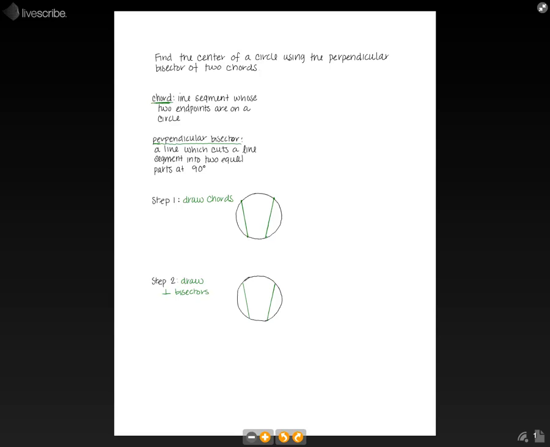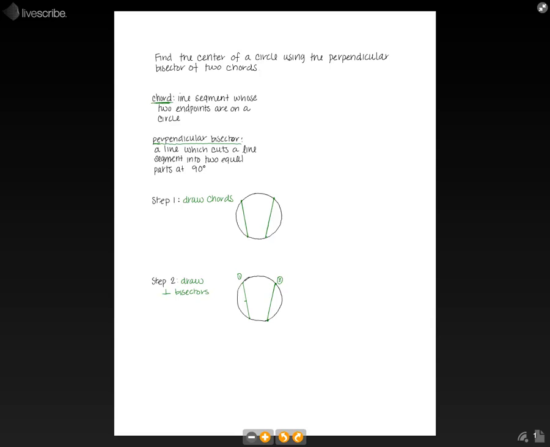Now that we've got our chords drawn, we need to figure out how to draw the perpendicular bisectors. This is chord 1, and this is chord 2. Basically what we need to do is find the midpoint of each chord, and then draw a line that's at 90 degrees at that midpoint. The first thing we need to do is measure the length of the chord and find the midpoint. The midpoint of my chord is right here.